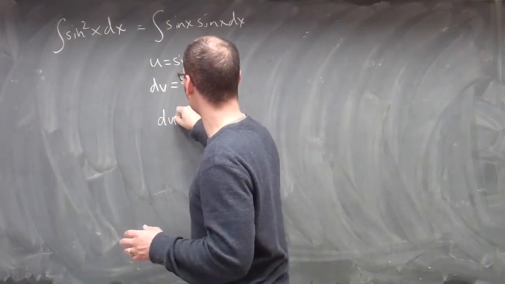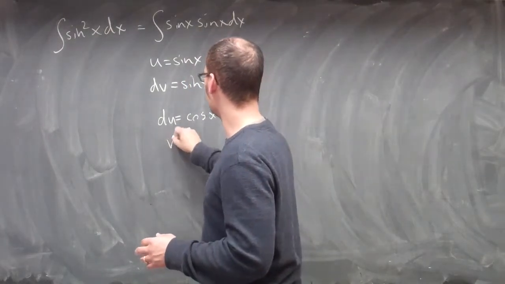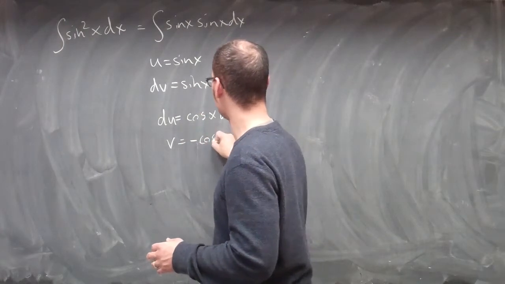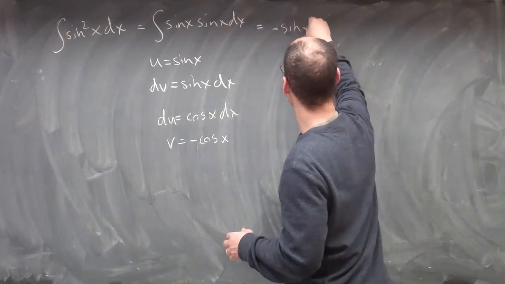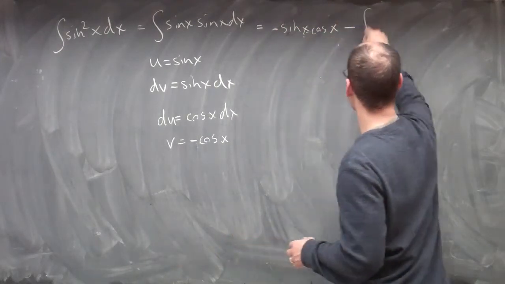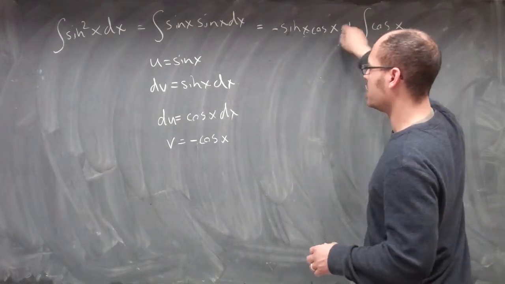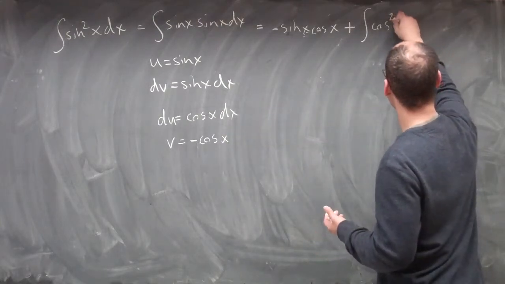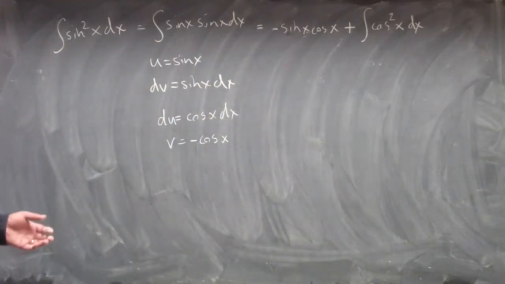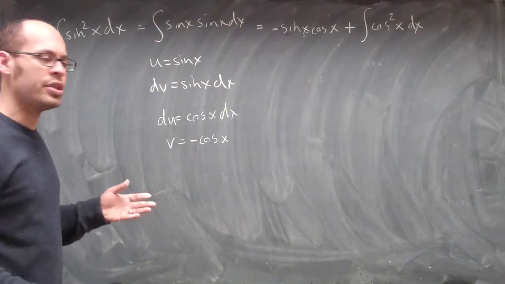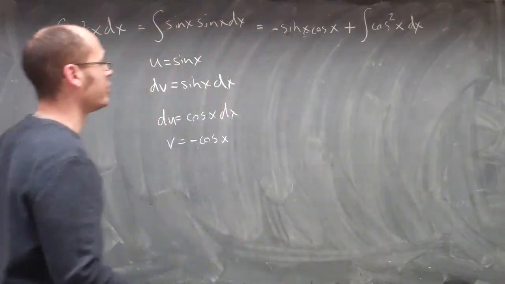Let's see what the other pieces are. We have du, the derivative of sine, is cosine, and v is the integral of sine, which is minus the cosine. So this is equal to uv, that's minus sine x cosine x, minus the integral of v du. v is minus the cosine, so minus sine, and du is another cosine, so I actually have a cosine squared x dx. In some sense, I've reduced this problem to a problem which is actually not very reduced. It's almost the same problem, just with a cosine instead of a sine.